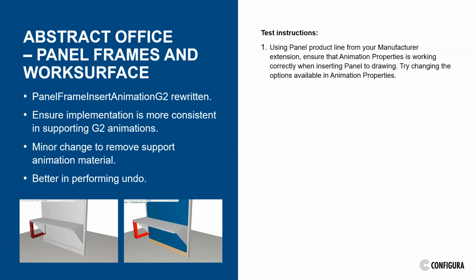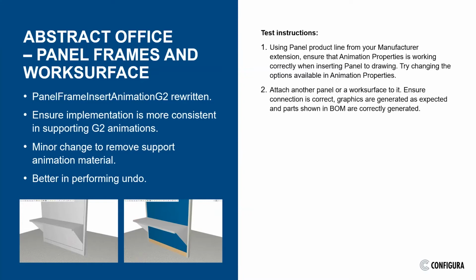To check this, using your panel products from your manufacturer extensions, make sure that the animation properties are working correctly when inserting panels into the drawing, and try changing the options available in the animation properties. Also attach another panel or work surface to it, to ensure that the connection is correct, the correct graphics are generated, and it is as expected. Also the correct parts are generated, and the information showing in the BOM is correct.